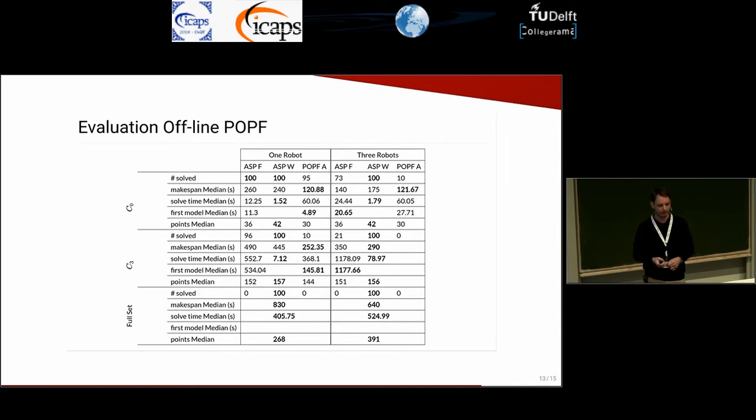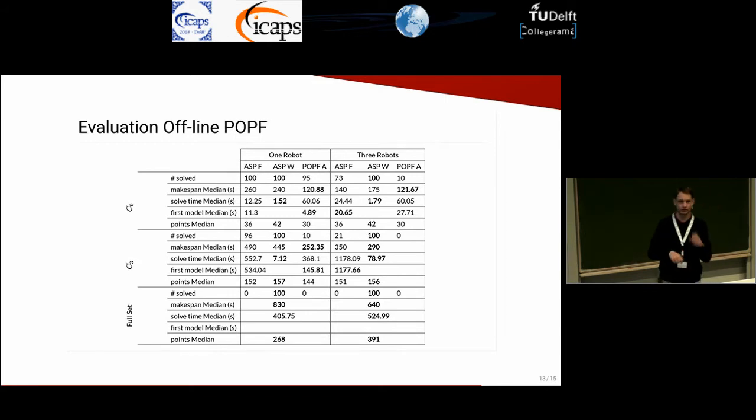But still, our actual evaluation metric, which is not so much makespan, but the points we can score, we still do better than PopF. And we've chosen PopF here because it comes readily integrated with ROSPlan, and that gave us a nice advantage. So C0 is the simplest product.